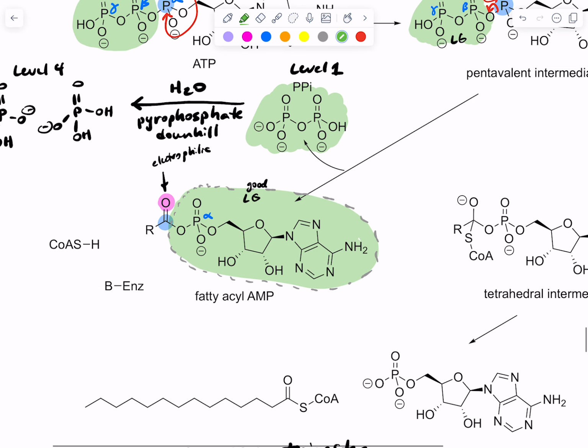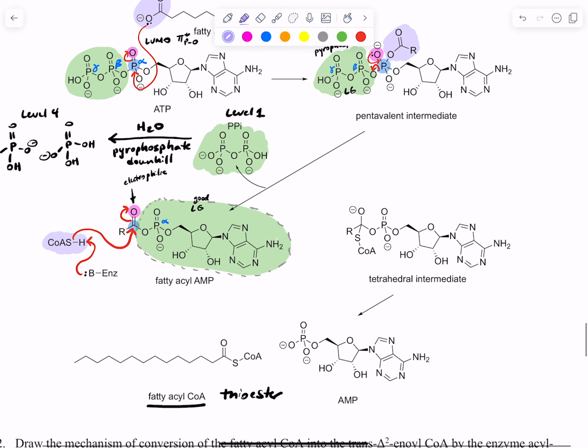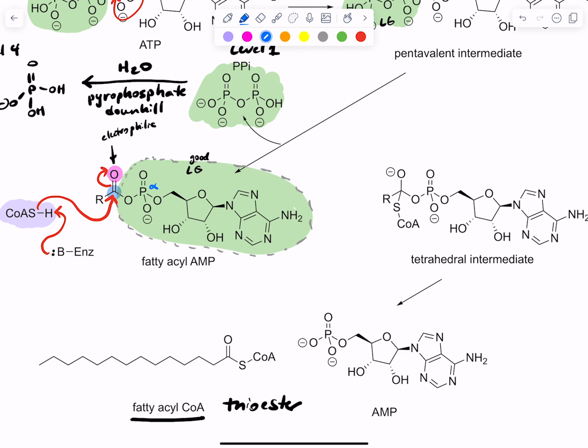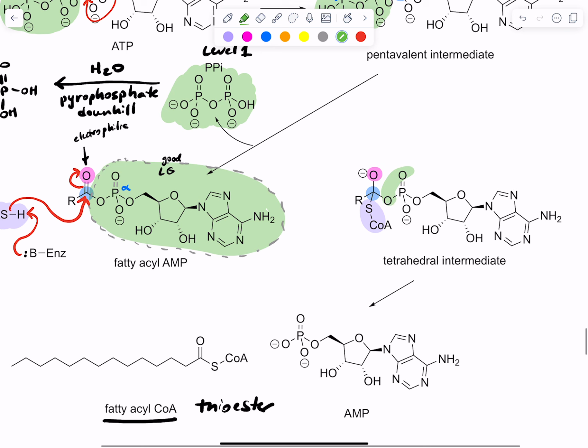What we want to do now is just what we would expect. Lone pairs on the base are going to deprotonate coenzyme A, then it will attack the carbonyl carbon as a nucleophile and will break the pi bond. That gets us to the tetrahedral intermediate, which we've seen before. Here is what was the nucleophile, and here is the good leaving group.